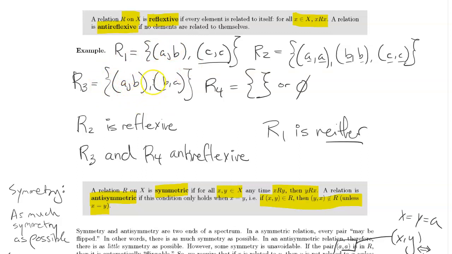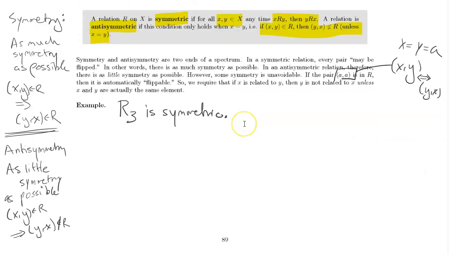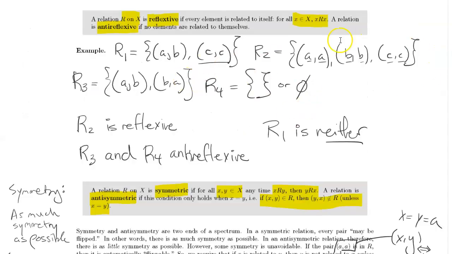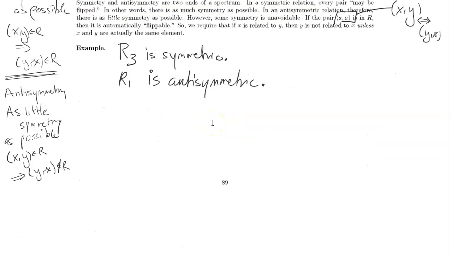On the other hand, we can see that R1 is not going to be symmetric because we have AB, but we're unable to find its inverse BA. So we're going to say that R1 is not symmetric. Or in fact, it's not even not symmetric, it is anti-symmetric, because none of the flipped pairs are there. R2 and R4 are both symmetric and anti-symmetric.